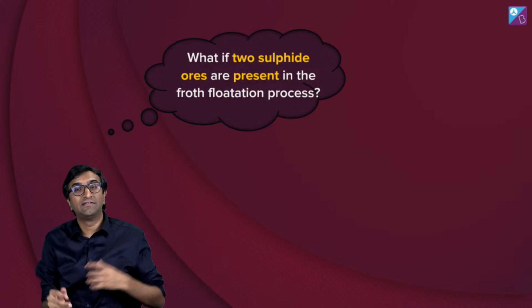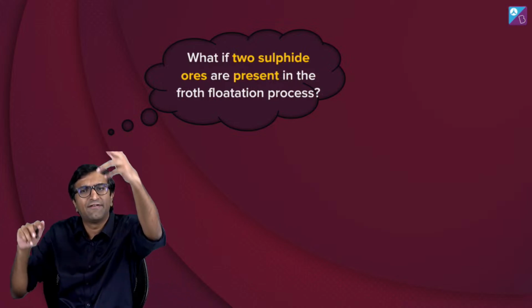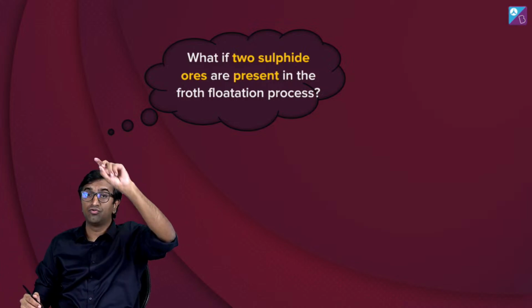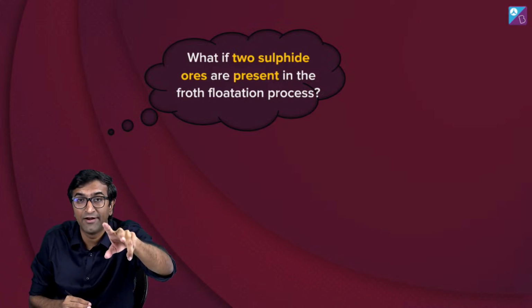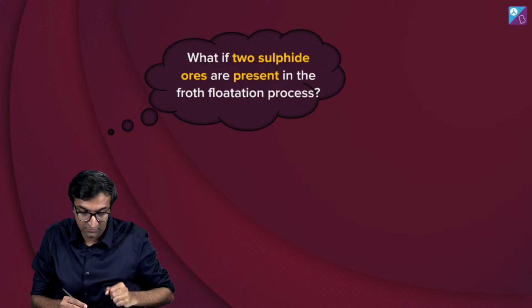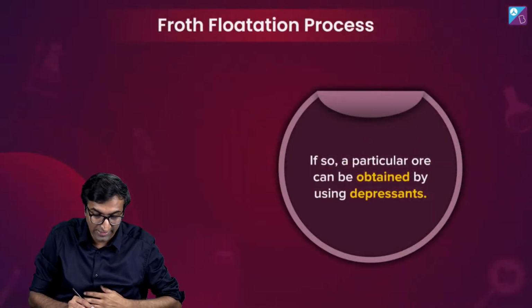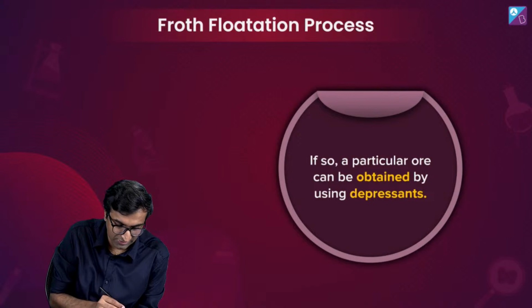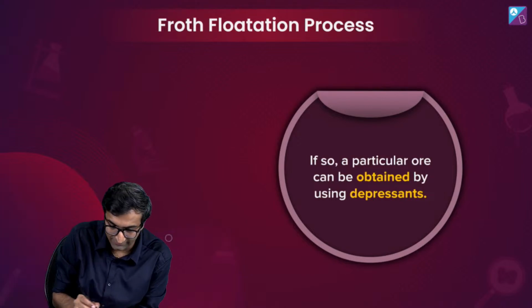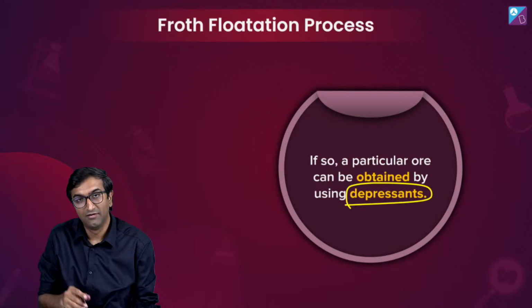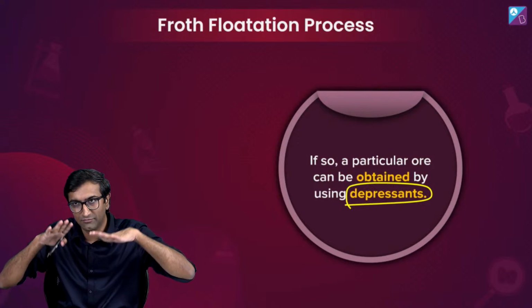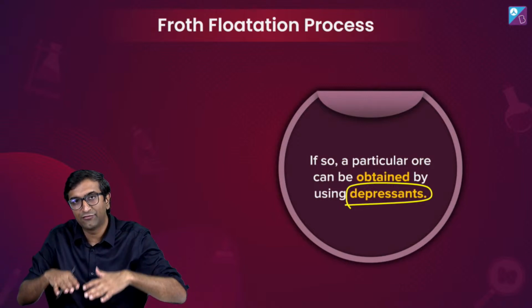ठीक है. Now assume that एक के बजाय 2 सल्फाइड ओर हो गए. अब क्या करें यार? तो maybe I can differentiate between 2 sulfide ores by suppressing one of them. ठीक है? That is what we can do here. This suppression, or well, in this case, let's call them depressants. Okay, we sort of stop one of these guys from coming up.